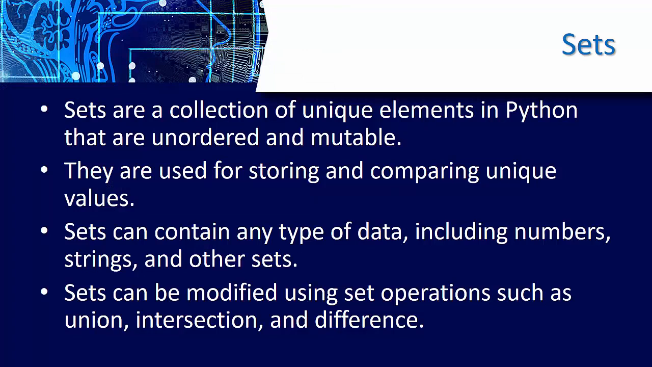Sets. Sets are a collection of unique elements in Python that are unordered and mutable. They are used for storing and comparing unique values. Sets can contain any type of data, including numbers, strings, and other sets. Sets can be modified using set operations such as union, intersection, and difference.